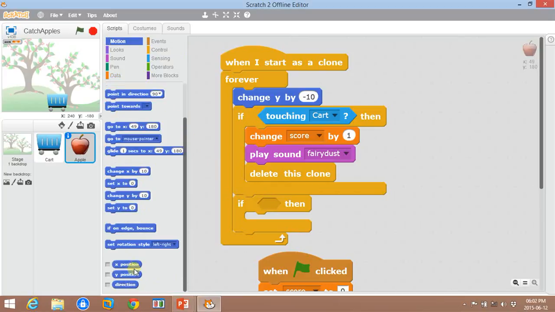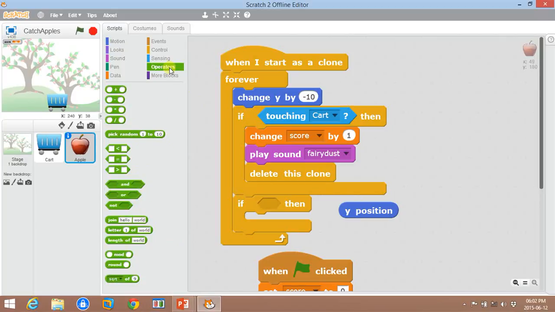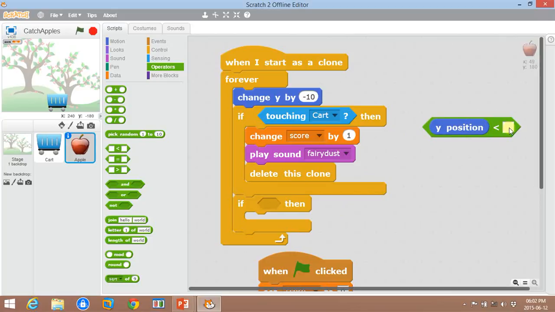And then we're going to, okay, go to your motion blocks. Go look for the Y position at the bottom. Okay, and we are going to drag it into where? We need to find an operator first that we can do a comparison on. So go to your green operators, and we are going to look for the less than block. The green one with the arrow pointing to your left. And we're going to put the Y position in the left block. And the number we're going to put in is minus 100.